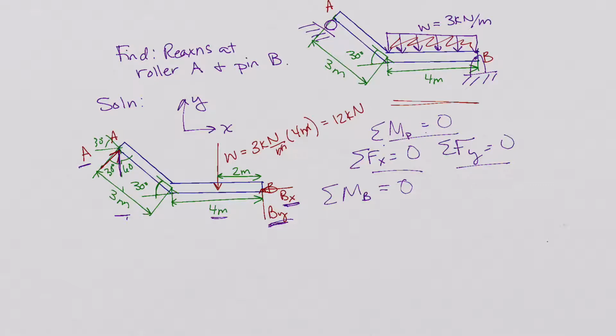So summing the moments about point B, we have the weight, and let's take coming out of the board as positive. If we go from B to where the weight is hitting, halfway on that bar, our fingers go down, the moment is positive, it's coming out of the board. So positive, that 12 kilonewtons times the perpendicular distance of 2 meters. And then we have the moment due to the force at A. And remember, A has 2 components. We have the X component of A, and we have the Y component of A.